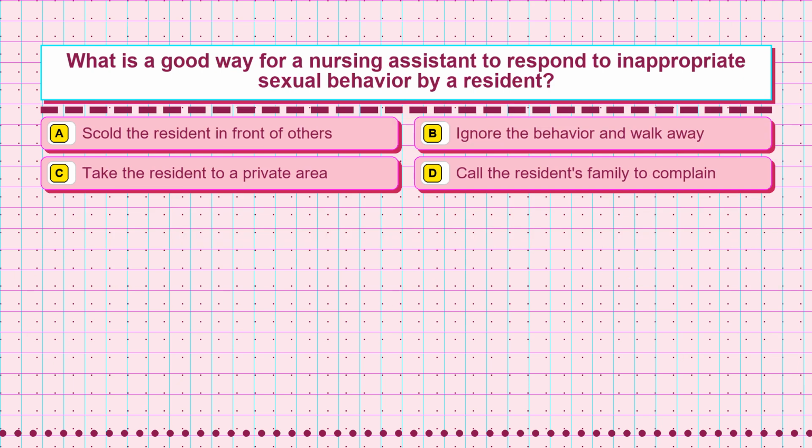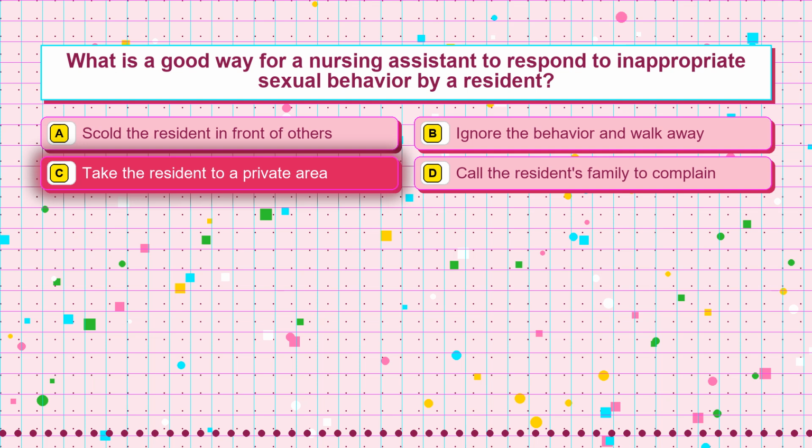Question 32. What is a good way for a nursing assistant to respond to inappropriate sexual behavior by a resident? Option A, scold the resident in front of others. Option B, ignore the behavior and walk away. Option C, take the resident to a private area. Option D, call the resident's family to complain.